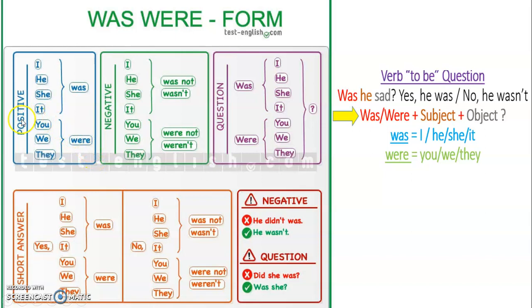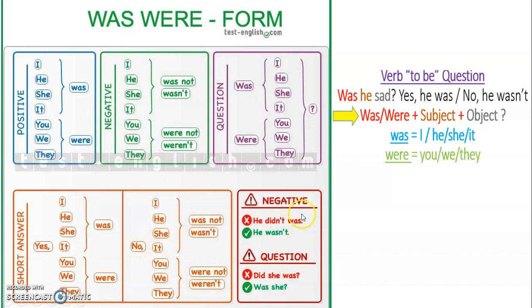So here a quick recap, a quick summary of how to use was and were with the different forms. In the positive form, I, he, she, it was. You, we, they were. Negative, I, he, she, it wasn't. You, we, they weren't. The yes, no question, was I, was he, was she, was it. All with the plural, were you, were we, were they. And the short answer is yes, I was. Or yes, they were. Or you were, or we were. And no, I, he, she, it wasn't. Or no, you, we, they weren't.